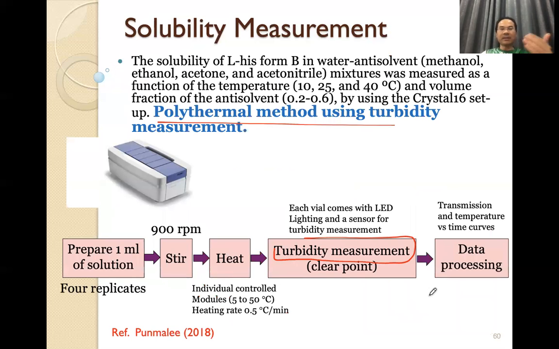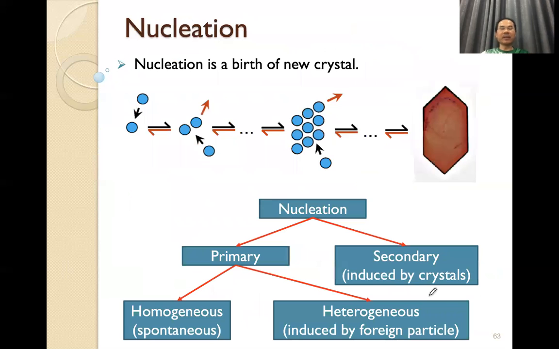Okay, the first kinetic of crystallization is called nucleation. As I told you earlier, we have two kinetics. Nucleation is the generation of a new crystal, and crystal growth is the crystal growing to a larger size. The first kinetic is nucleation.